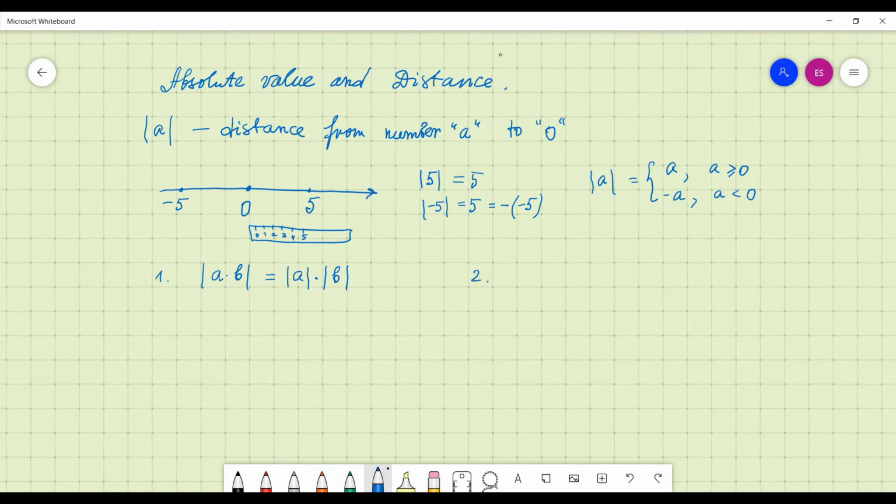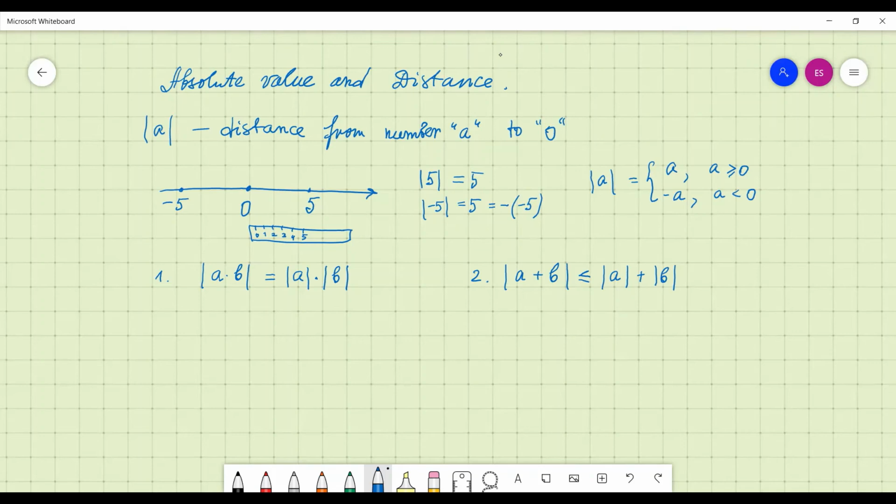Triangle inequality, we're not going to use it a lot, but sometimes we will use it. So if you have a sum of two numbers, absolute value of it is always going to be less than or equal to the sum of absolute values. You see the difference? For a product, they are exactly equal, right? For a sum, this is always going to be bigger than this.